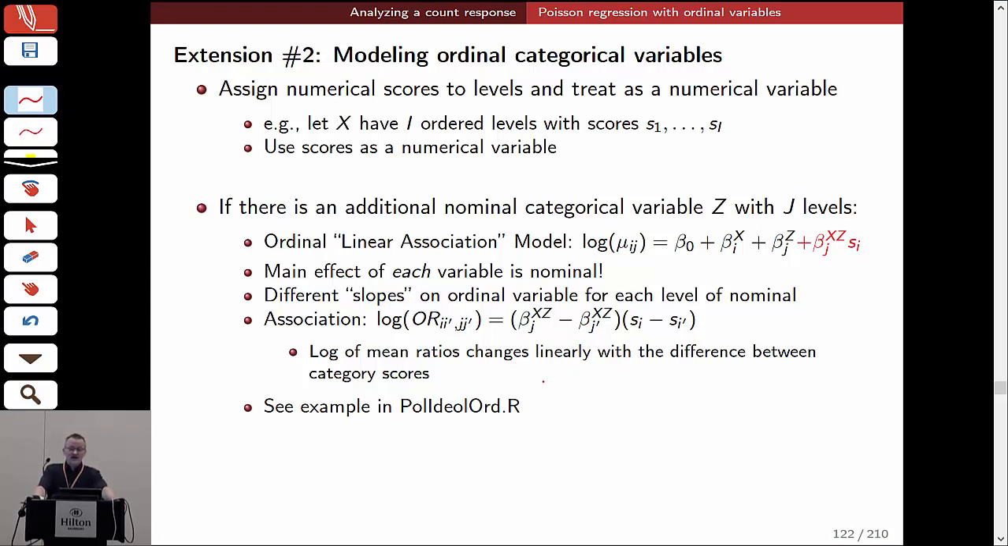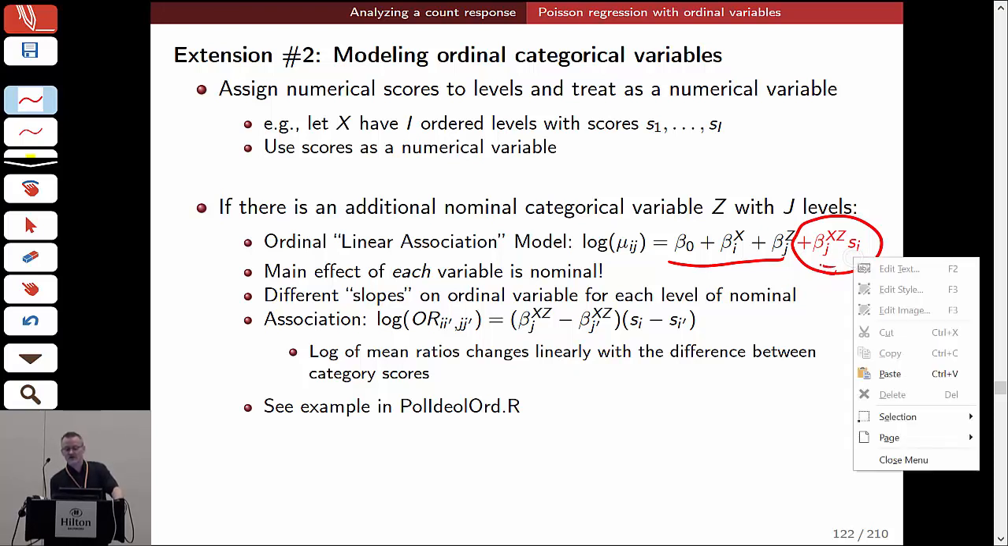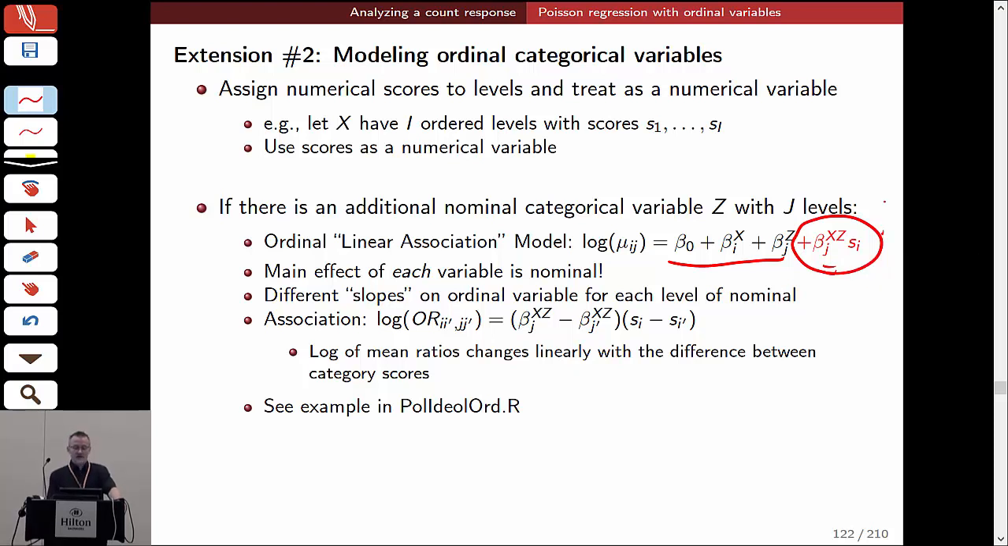If there's an additional nominal categorical variable with j levels, then you can start from the independence model, but then you want to model the association as a function of the scores. So it's like creating a different slope on the ordinal variable for each level of the row. The main effect of each variable is left nominal, but the different slopes on the ordinal variables are put in for each level of the nominal variable. And what that does is it creates a particular form to the association. If you work out the log odds ratio the way I showed you before, and you plug in all the parameters of the model, it turns out that it has this form, and this form has a nice interpretation.